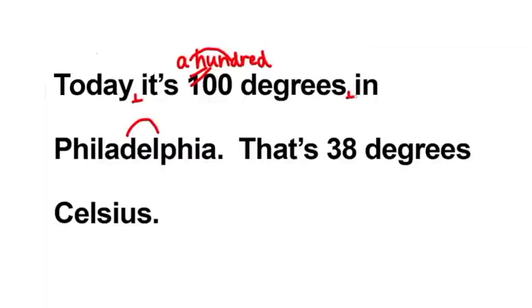It's 100 degrees. When we put a little break before a segment in a thought group, it helps to add stress to it, just like exaggerating the beginning consonant did. It's 100 degrees. Today it's 100 degrees in Philadelphia.